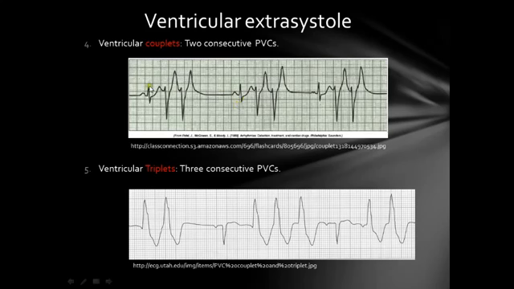This is ventricular couplets. The fifth and last type is called ventricular triplets, where we have three consecutive premature ventricular contractions. So one normal beat, three ventricular extrasystoles. One normal beat, three ventricular extrasystoles. And if we have more than three consecutive premature ventricular contractions, then we call it ventricular tachycardia.